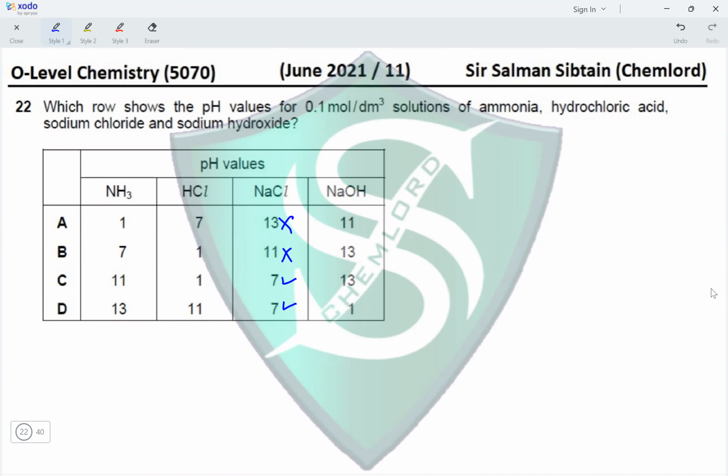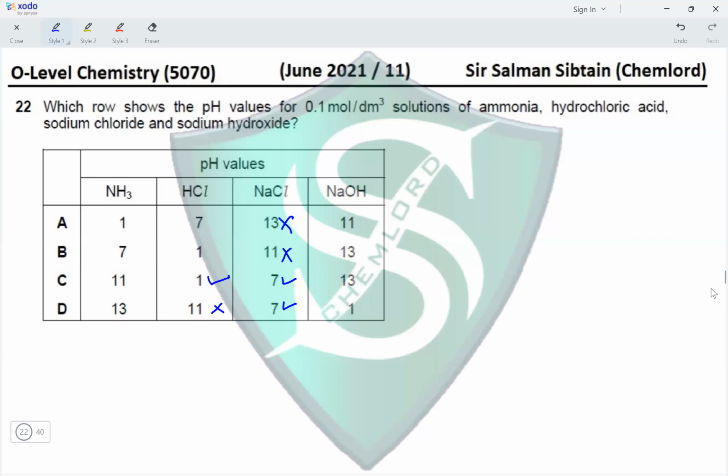Now, let's look at the other values. So, HCl is a strong acid. A strong acid has a low pH. So the options available are 1 and 11. 1 is a low pH and 11 is a high pH. 1 would be that of an acid, 11 would be that of a base. So HCl with the pH 1 is the correct answer. This makes option C the correct answer.